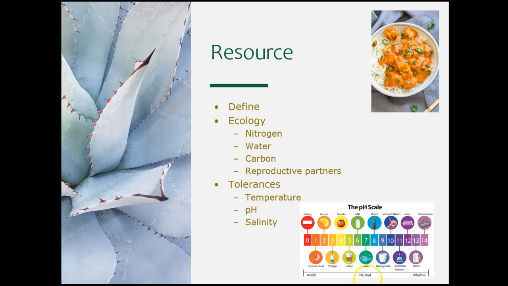And if it's 7, then it's neutral. That's right in the middle, like water is neutral. And some organisms really need a slightly acidic pH to survive. A lot of bacteria do not like acid at all.